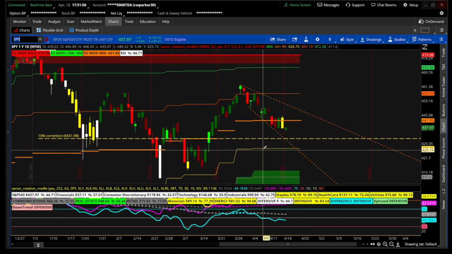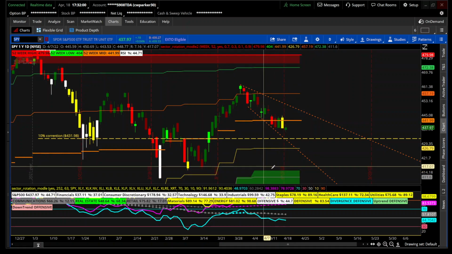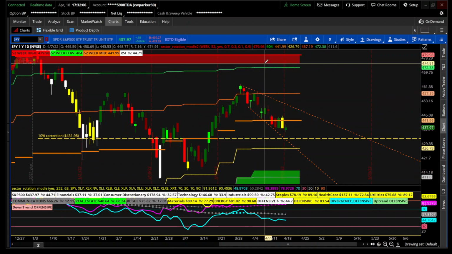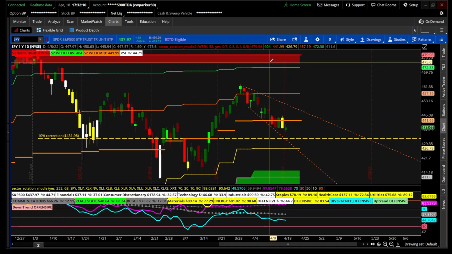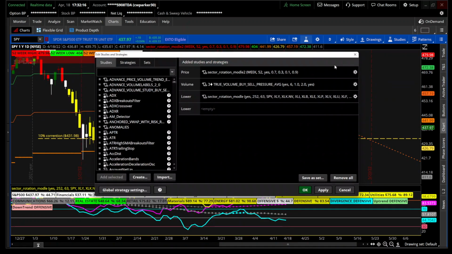Possibly getting a bounce somewhere within these shaded areas. The top of the shaded area is the lowest 52-week close, and the bottom of the shaded area is going to be the highest 52-week close. And all this is based on a week, so you can see you have the week right there.